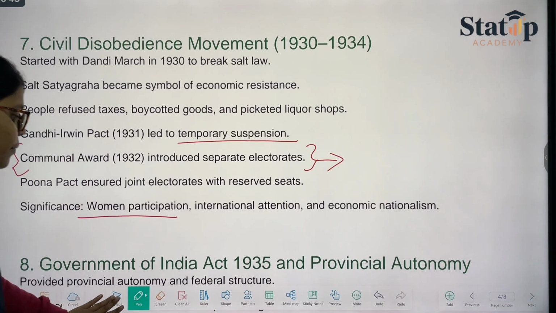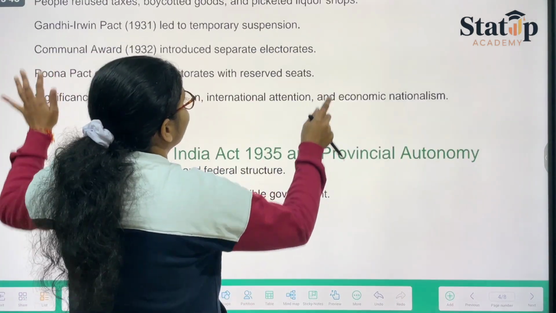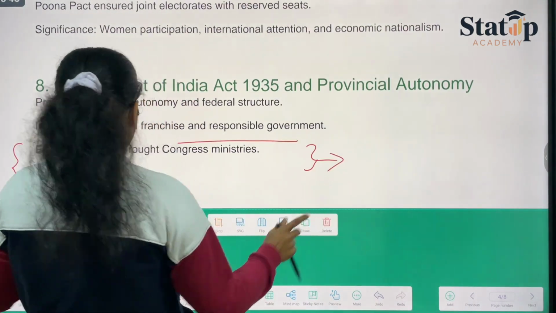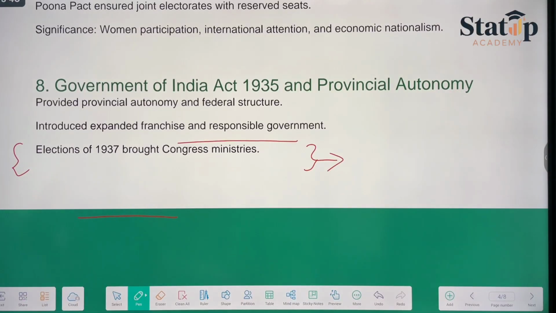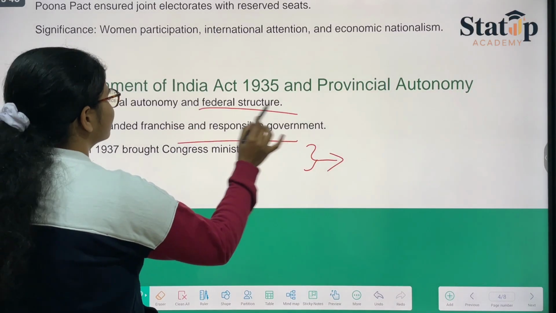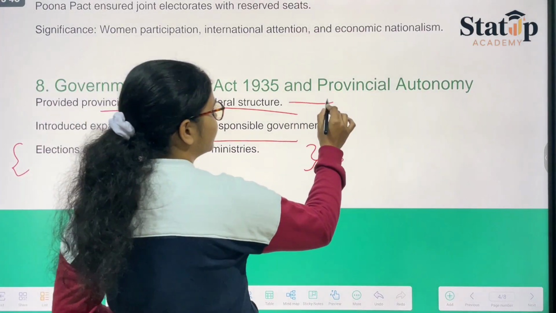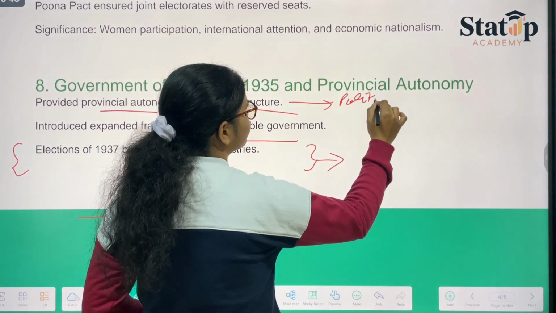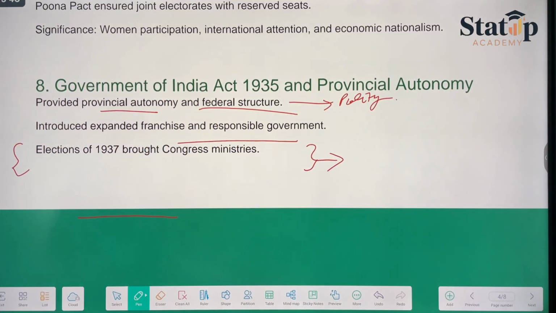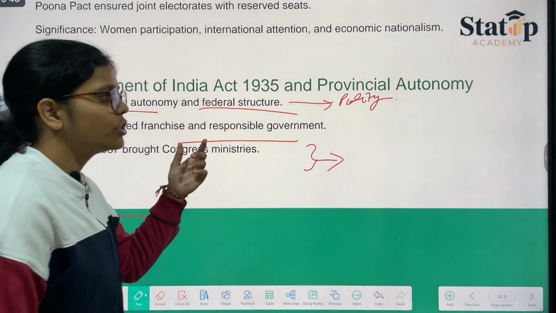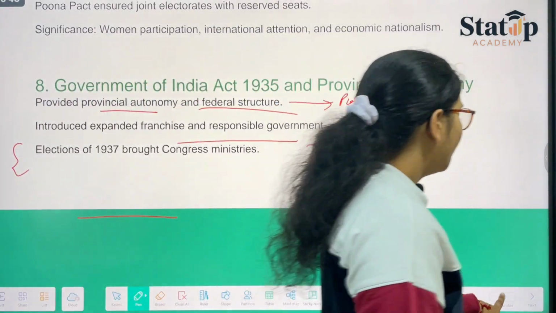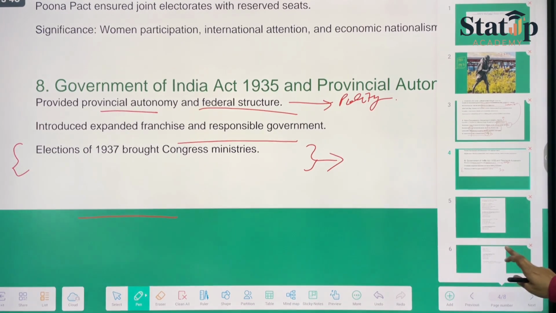Now coming to the Government of India Act, the first act made, which tells us that provincial autonomy was there and a federal structure was there. These structures and everything we shall be discussing in detail in polity. It introduced expanded franchise and responsible government. Elections of 1937 brought Congress ministries. So this was the first act that led to the bringing of constitutional ministries.